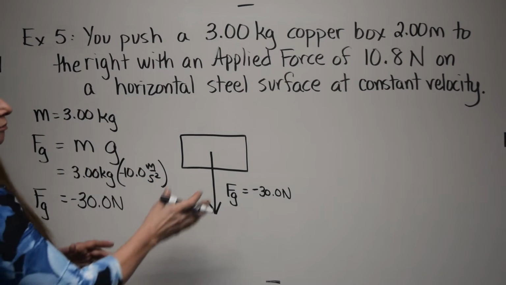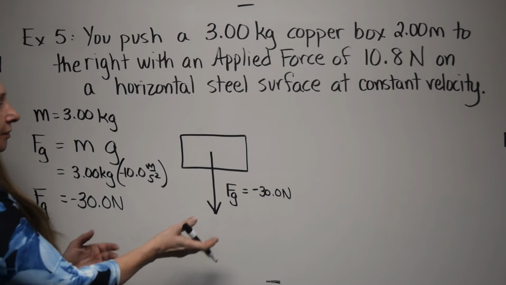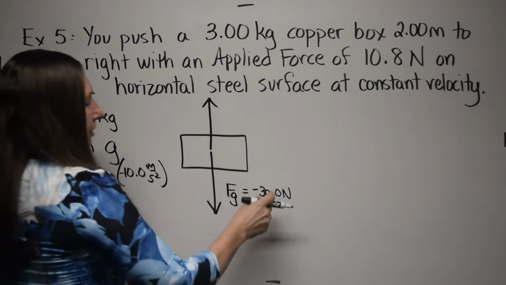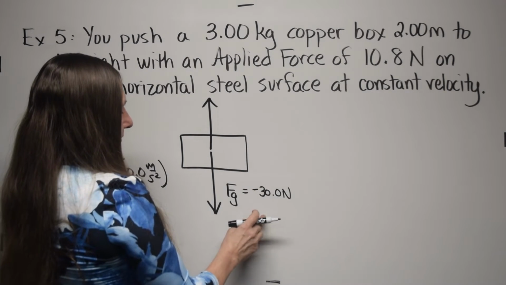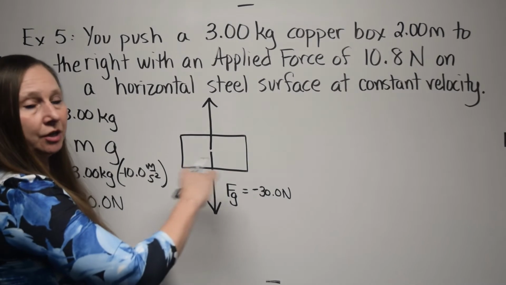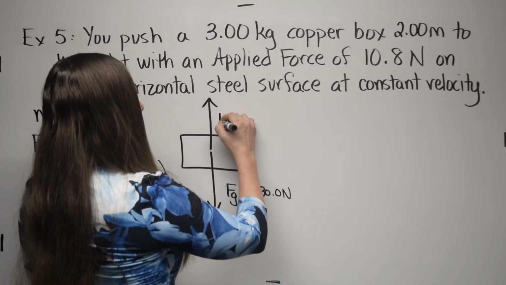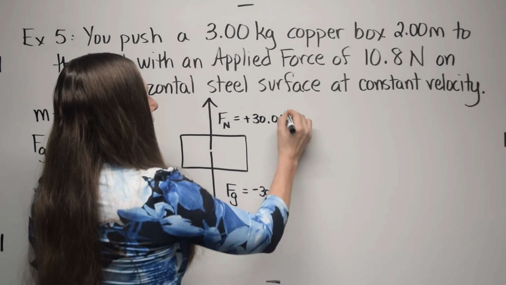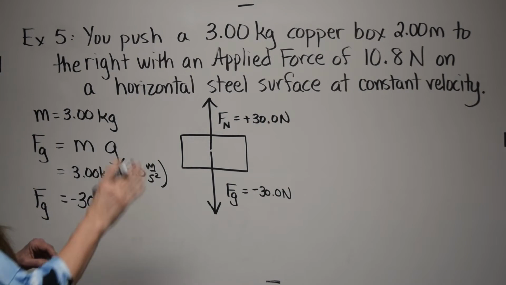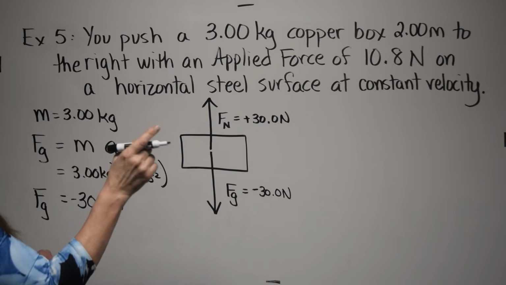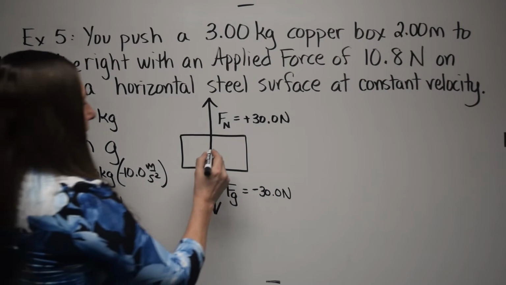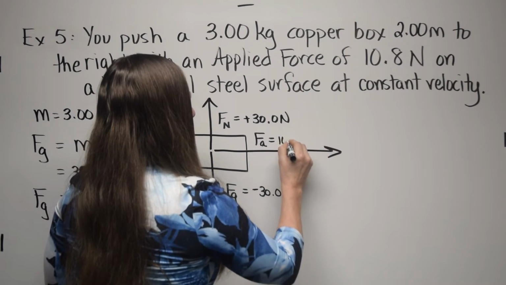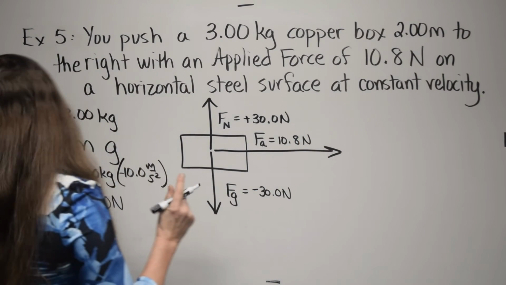Now, the box is on a surface, right? So you have a normal force that is the same magnitude as the weight. The box is on a flat horizontal surface. Therefore, the normal force is positive 30 newtons. Now, the applied force, 10.8 newtons to the right. So let's put that here. F applied is 10.8 newtons to the right.